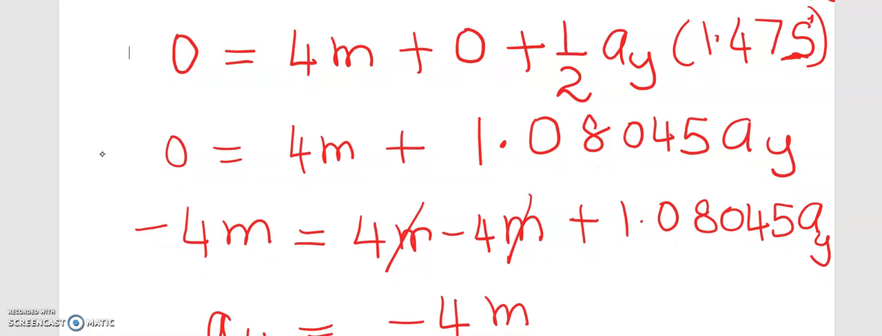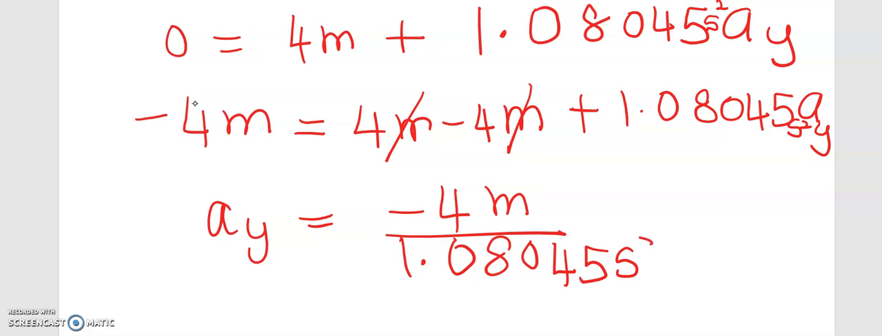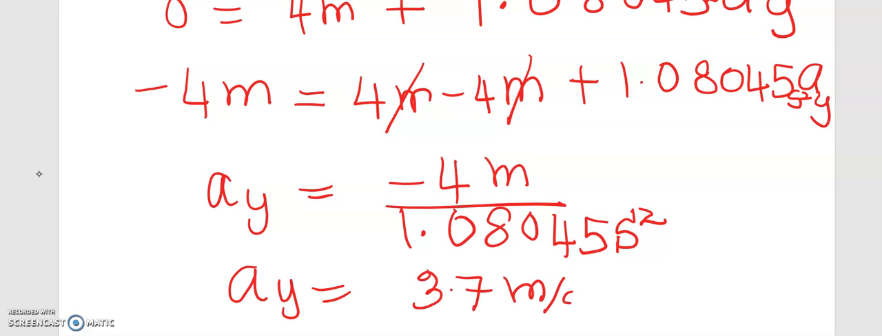This is in seconds squared, guys. Didn't put that there. Seconds squared. Okay. So a_y is equal to 4 divided by 1.08045. You get 3.7 meters per second squared.